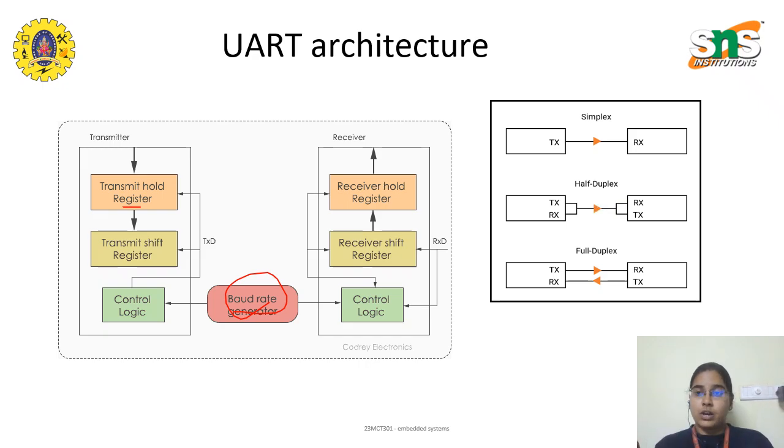Apart from this UART architecture, we have to focus on one thing, because in serial communication we have other types of communication modes like simplex, half duplex, and full duplex. In simplex, the transmission is in only one direction, from transmitter to receiver, so the device acts as only a transmitter or only a receiver. In half duplex, the device can act as both transmitter and receiver, so it can transmit and also receive, but not at the same time. And in full duplex, it acts as transmitter and receiver and can transmit and receive the signal at the same time, where the acknowledgement signal plays a vital role.